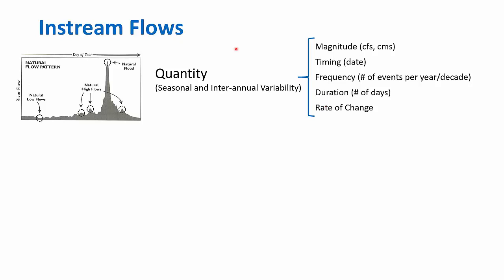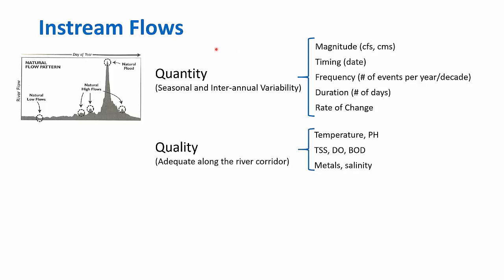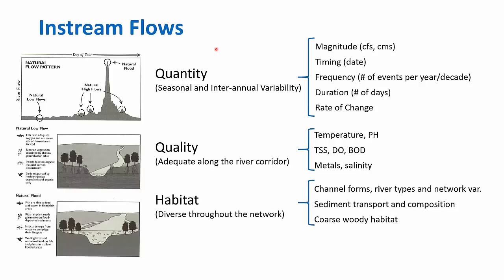So in terms of flow, we're referring to quantity while also referring to quality, and that should be adequate along the river corridor, not only in one place or another. And we're talking here about temperature, pH, total suspended solids, dissolved oxygen, metals, salinity, and so on.